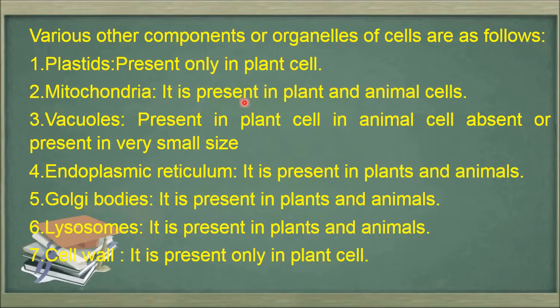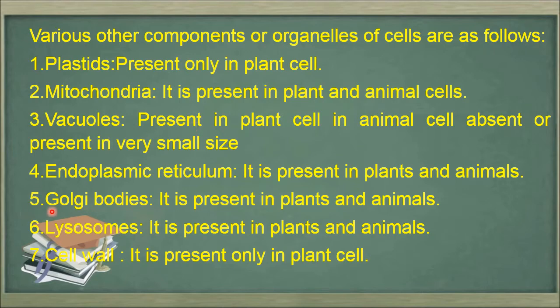Mitochondria. It is present both in plant cells as well as animal cells. Vacuoles. Present in plant cells, and in animal cells they are either absent or present in very small size. Fourth cell organelle is endoplasmic reticulum. It is present both in plant cells as well as animal cells.